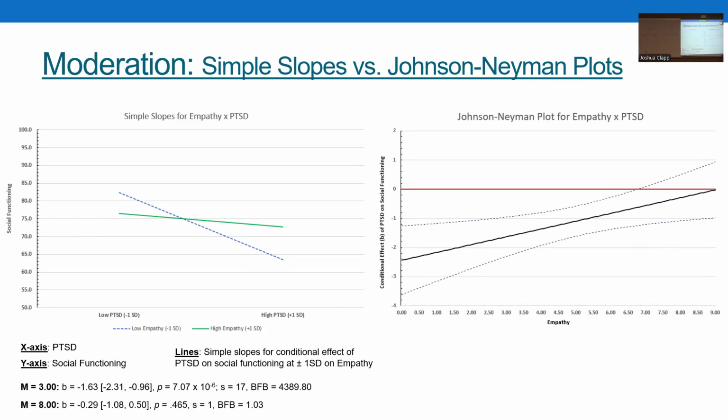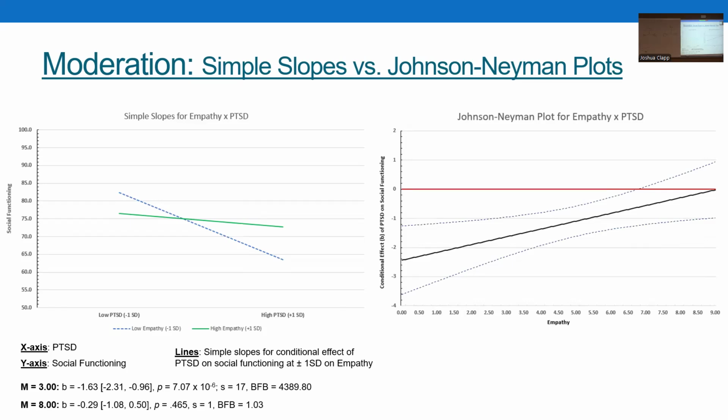Charlotte, if this is the conditional effect of PTSD on social functioning, what does that red line represent? And what's the number there? It's just 0, right? And so if the conditional effect of PTSD on social functioning is 0, what does that mean? There's none. This is just your null line, okay?